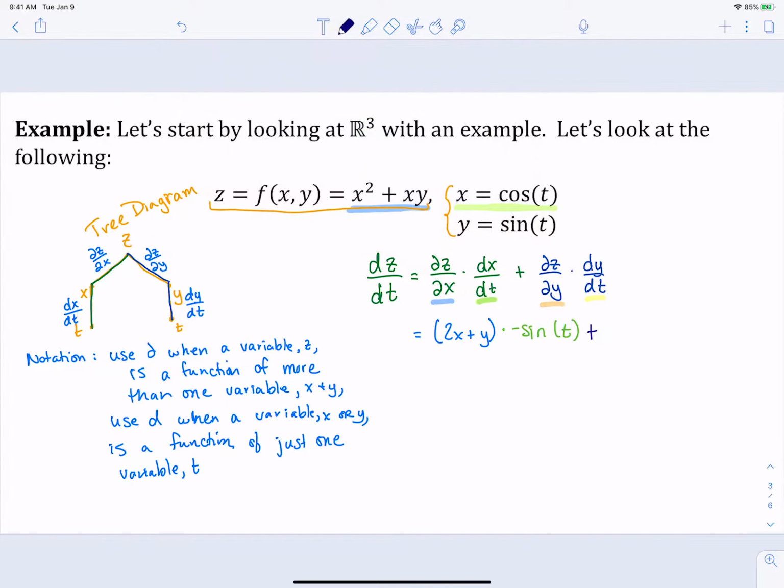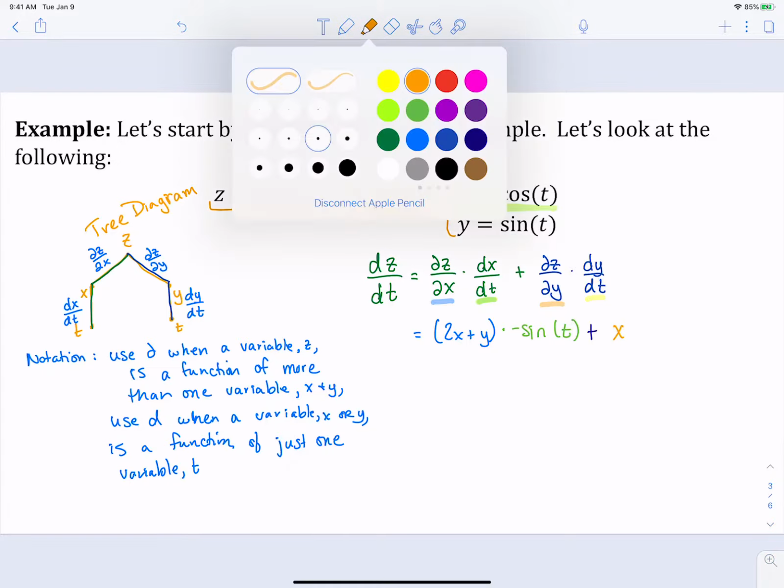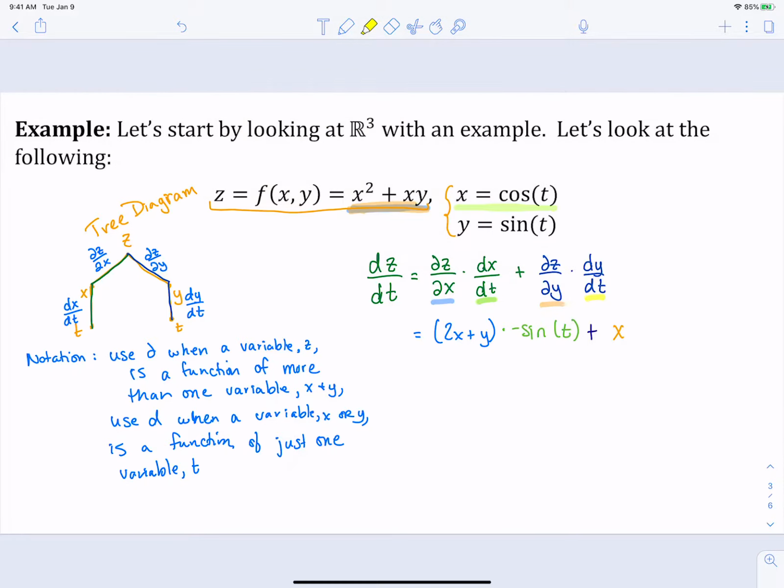And then we'll put a plus in there. And then our dz dy, that's back up here again with our function z, or f of x y, and taking the partial derivative, which on this one we're just going to end up with x. Okay, and then our last one, dy dt, that is this guy here.